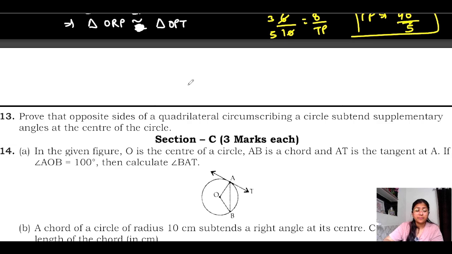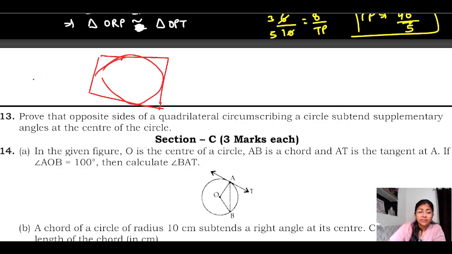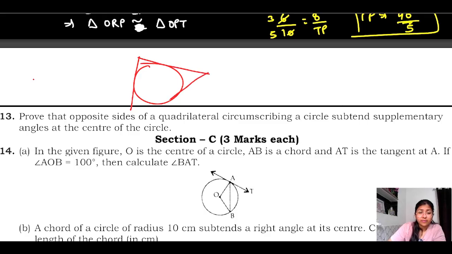See this question. Prove that the opposite sides of the quadrilateral circumscribing a circle, meaning the circle is inside a quadrilateral. Prove that the opposite sides... Okay, wait, learners. Let me draw the figure. Yes, this is the figure.